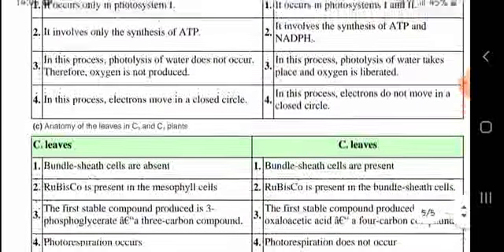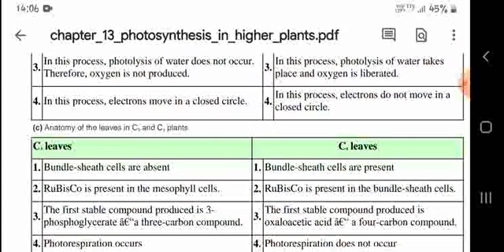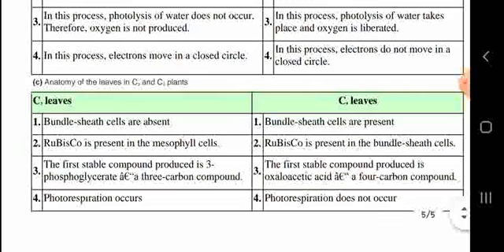Next, C3 leaves and C4 leaves. In C3 leaves, bundle sheath cells are absent; in C4 leaves, bundle sheath cells are present. Rubisco is present in the mesophyll cells in C3 leaves, and Rubisco is present in the bundle sheath cells in C4 leaves.